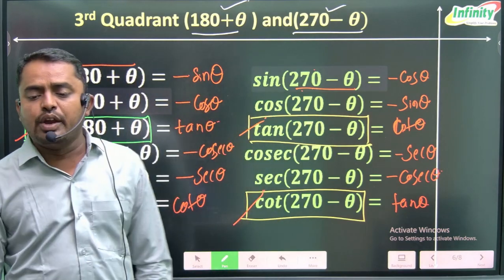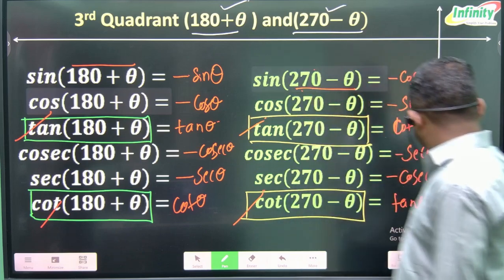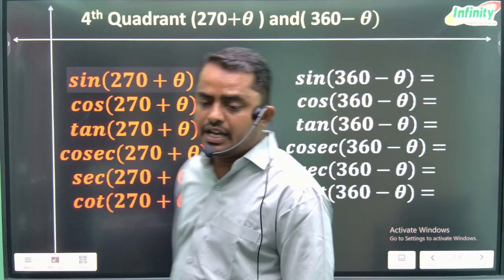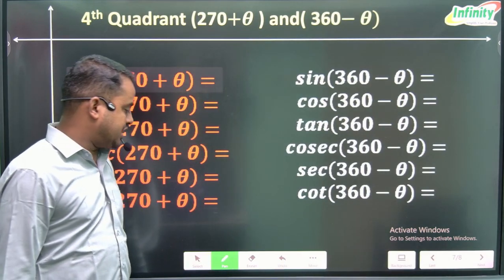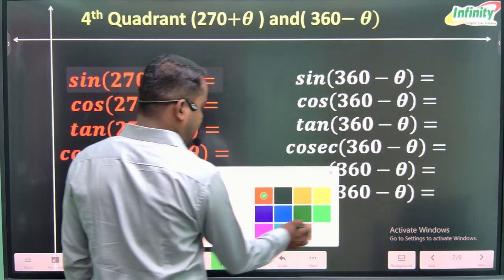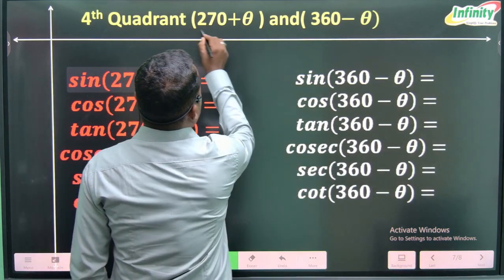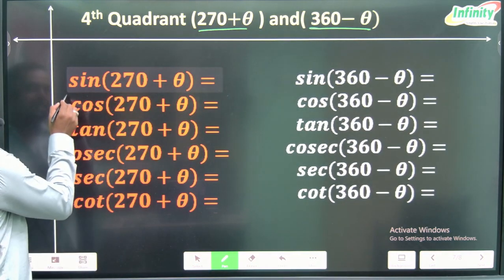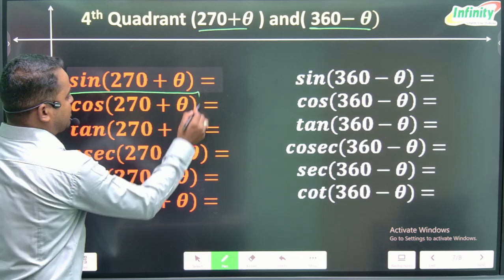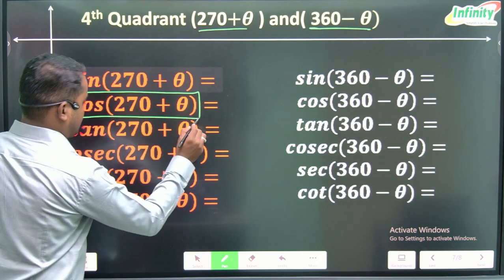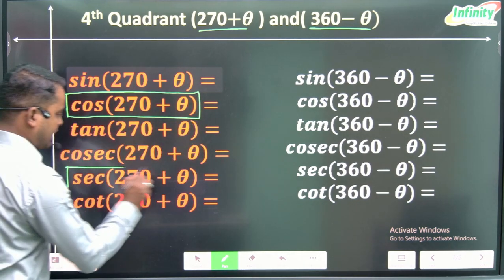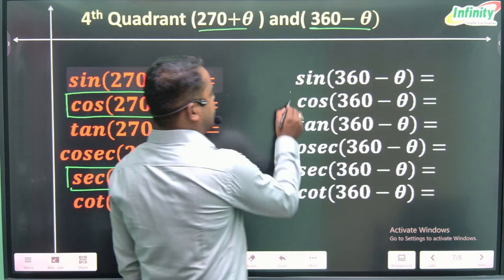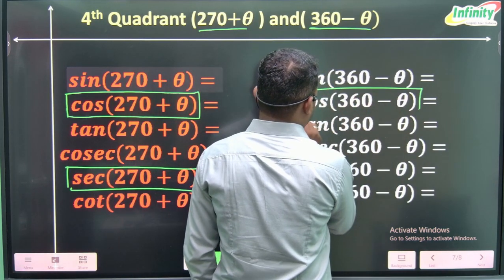Yes, moving to the fourth quadrant here. For 270 plus theta and 360 minus theta. So this is the fourth quadrant. As I told you, in the fourth quadrant, cos and sec are positive. Mark these two first. Cos and sec are positive here. Here also cos and sec are positive.